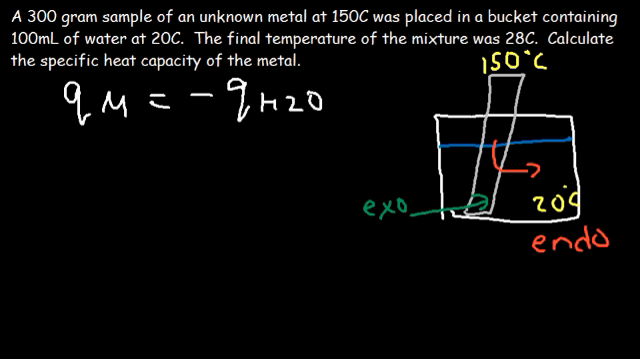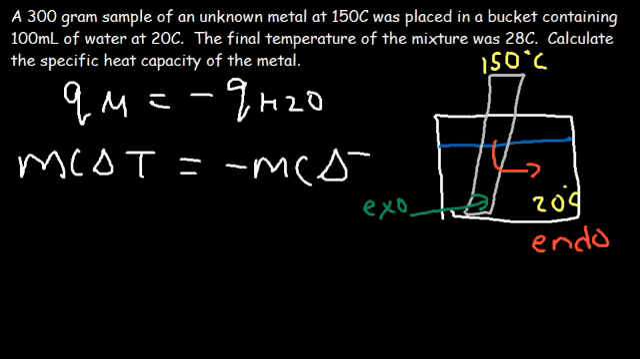Now the reason why we have the negative sign is because on one side Q is going to be positive because it absorbs energy, and on the other side Q is negative because it releases energy. The metal releases energy, so Q should be negative for the metal, but the water absorbs energy, so Q is positive for that. It really doesn't matter where you put the negative sign. As long as one side is negative, it's going to work out. So Q equals MCAT. So MCAT equals negative MCAT. But of course, for two different objects or substances.